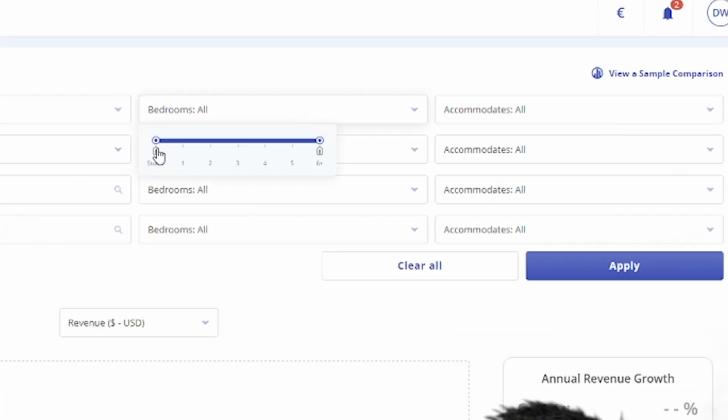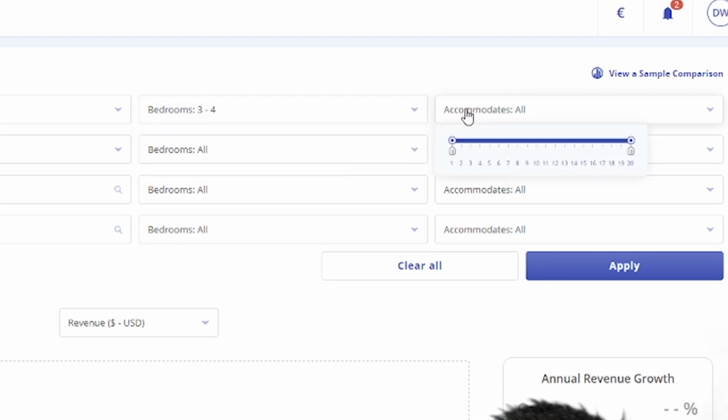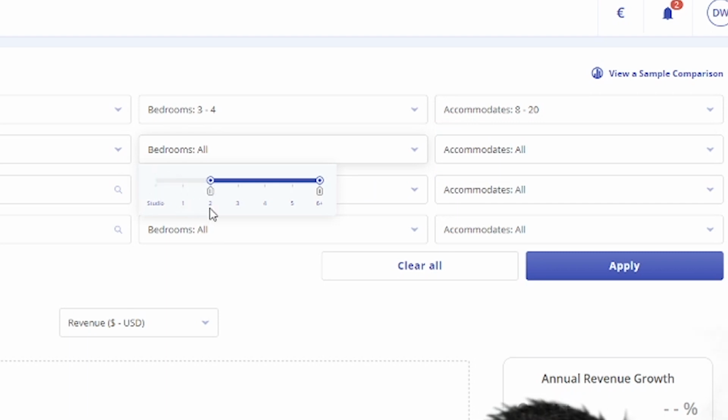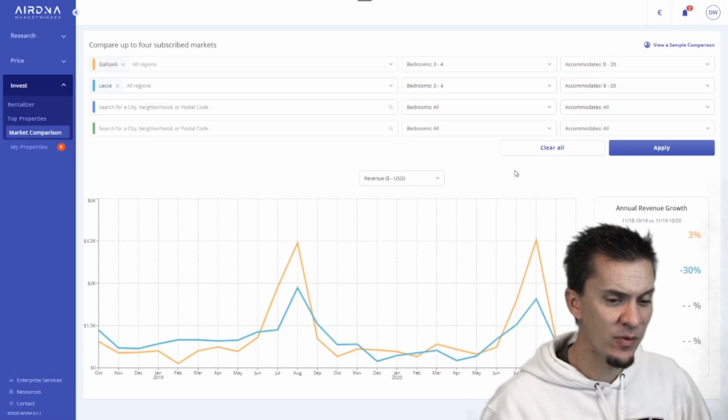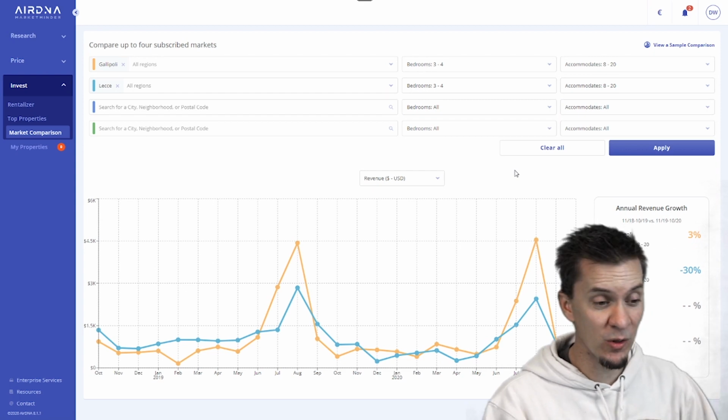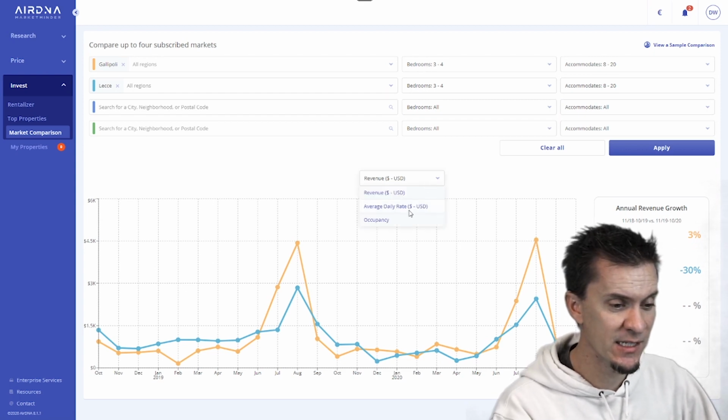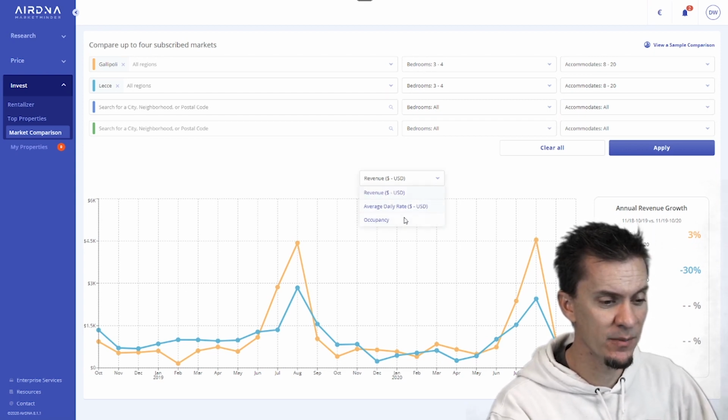want to look at the properties with 3 bedrooms or 4 bedrooms, and it accommodates, you know, like at least 8 people. And then I'm going to do the exact same thing here, 3 bedroom, 4 bedroom, and it goes from 8 to 20 people, and I can apply that. And I can see the annual revenue growth, okay? And you can change this to average daily rate, revenue, or occupancy rates.